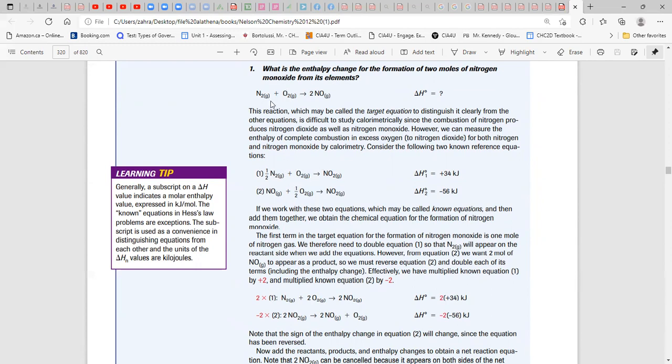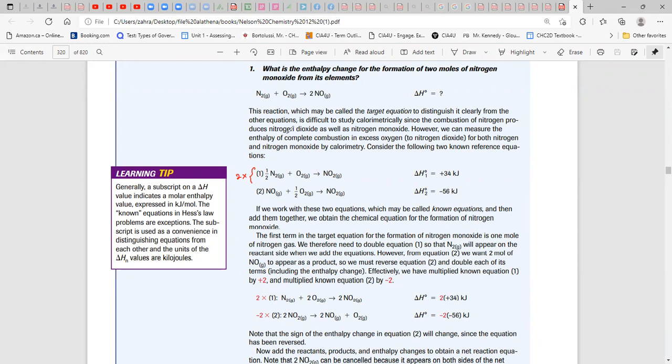So this is how we do it. See, N2 is on the right side. Here, N2, I see it in one place and it is on the right side. So it's on the correct side, but the coefficient here is 1, and here it is 2. I need to do something about it. That's why I multiply this one by 2. When I multiply this one by 2, you have to multiply everything by 2, even your delta H. So you have a 2 here and a 2 here. As you see, this step is done. You need to multiply your delta H by 2.